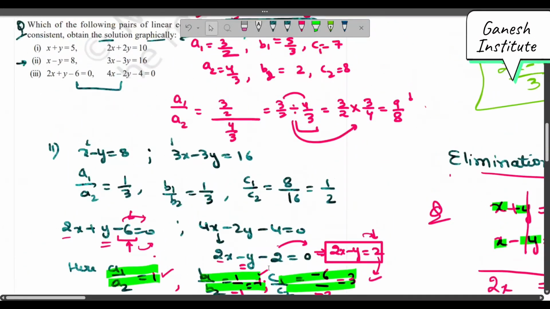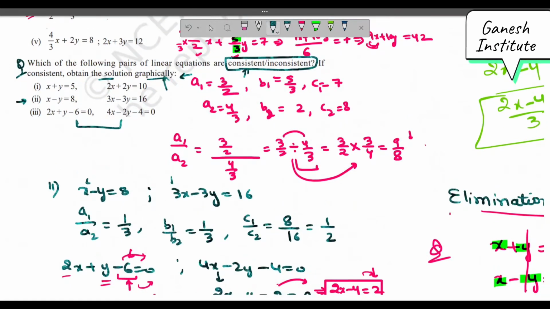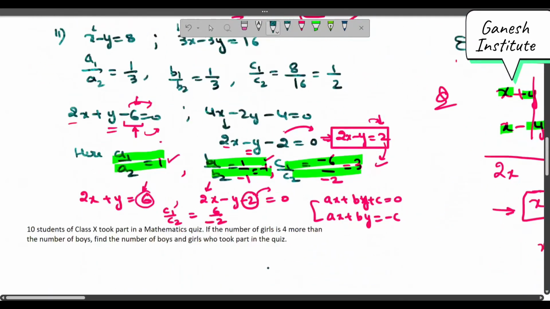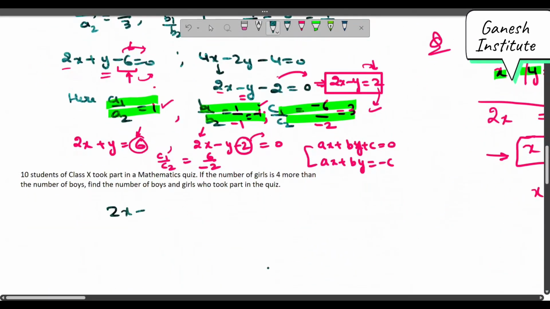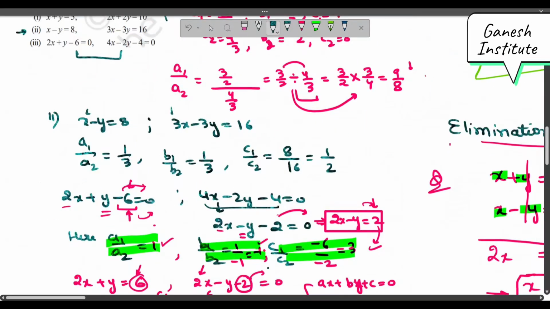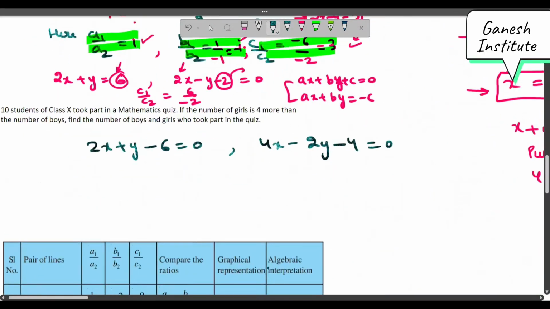Intersecting. Okay. Now the question has asked me if it is consistent, you need to solve it graphically, yeah? So I need to take this up. 2x plus y minus 6, 2x plus y minus 6, and then this is 4x minus 2y minus 4, just to cross check. 4x minus 2y minus 4. Now I need to solve this.